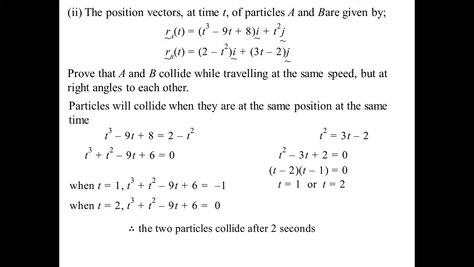Okay, now what are we trying to find? We want to find their speed and show they're the same, but also they're at right angles to each other. Well, when we're talking about direction, we need the velocity vectors because we want to see the direction it's traveling in. So traveling means velocity. So we'll differentiate each of these. So my first one, my A particle, differentiate both the horizontal and the vertical. Now do the same to the B component.